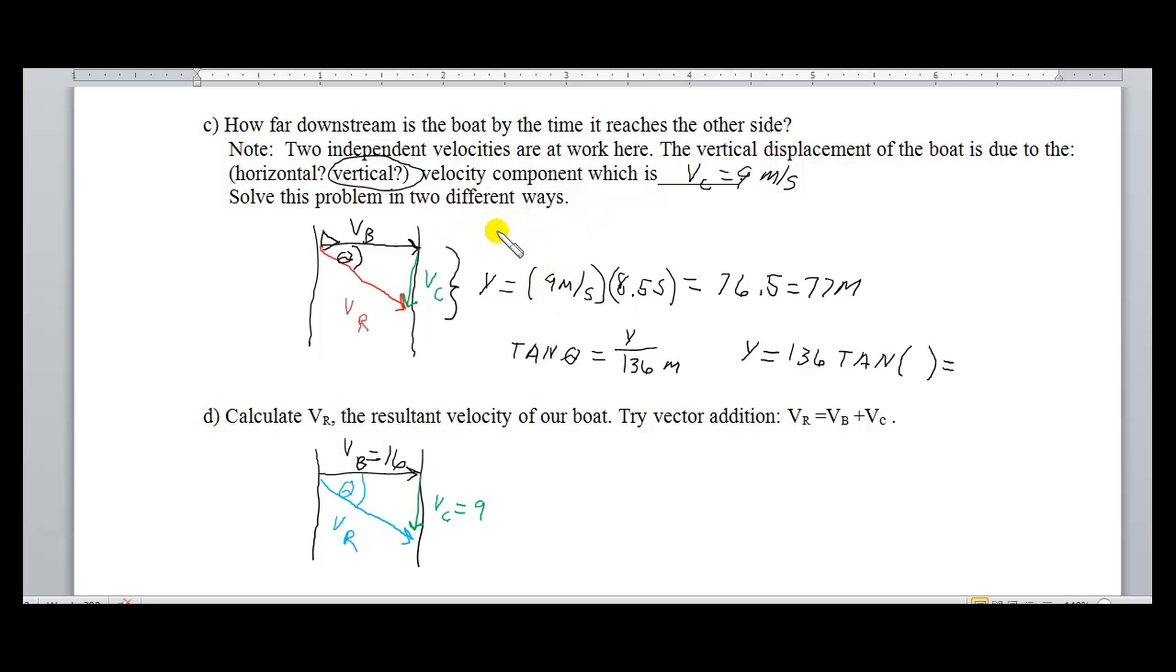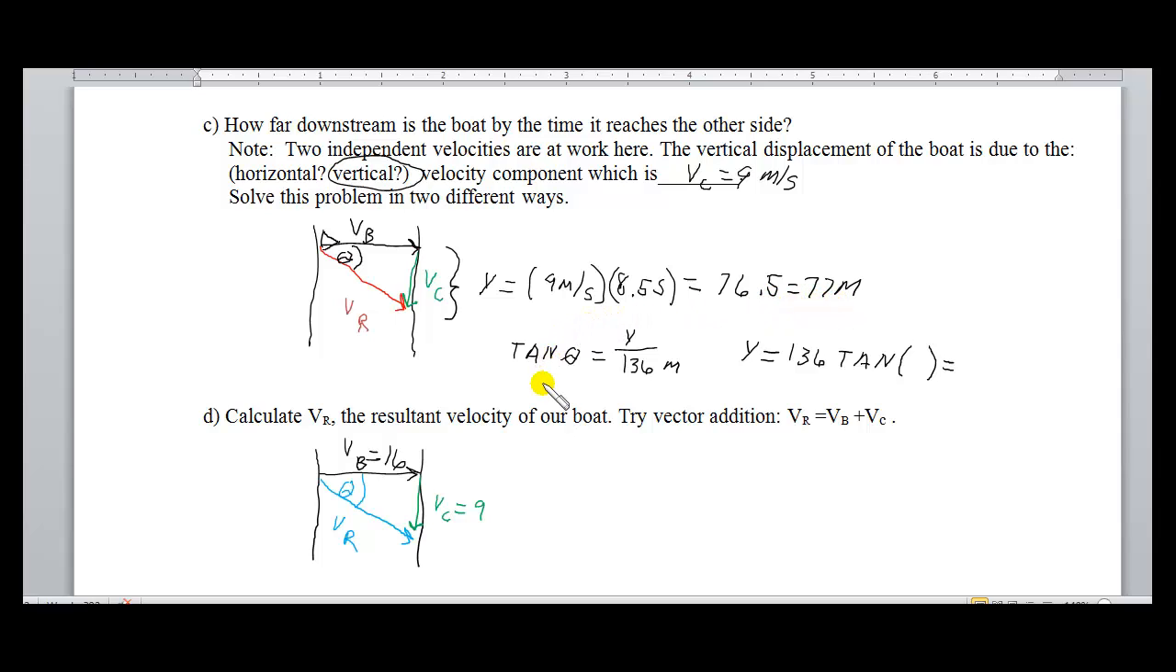So here's our answer. The vertical displacement of the boat is due to the vertical velocity component, that is the downward component of the current, which is going at 9 meters per second. And we can figure this vertical displacement by that velocity, 9 meters per second of the current, times the time it takes to get across the river, and we come up with around 76.5 or 77 meters.